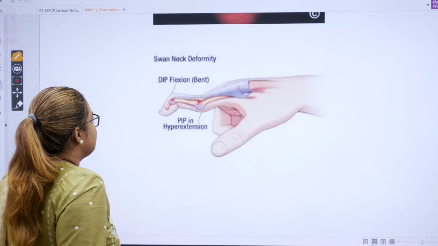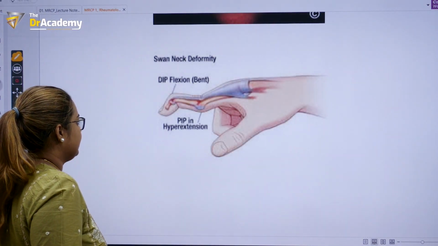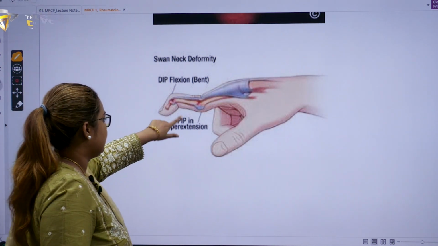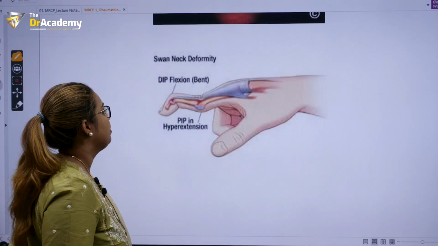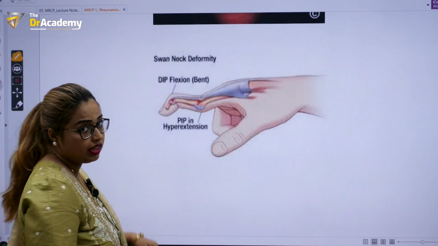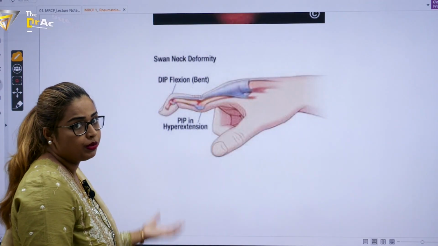Okay. And this is a swan neck deformity. Swan neck deformity mostly affects the DIP joint and the PIP joint. The PIP joint will be hyperextended and the DIP joint here will be flexed. Mainly the PIP joint will be hyperextended in case of swan neck, and in case of boutonniere deformity, this is the opposite of the swan neck.